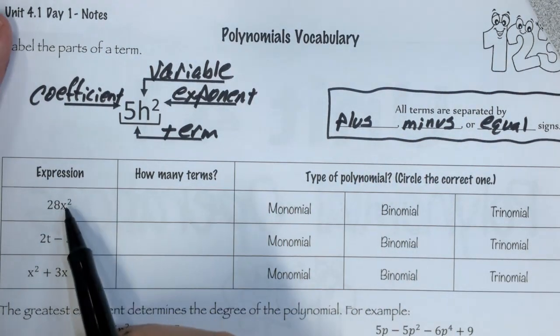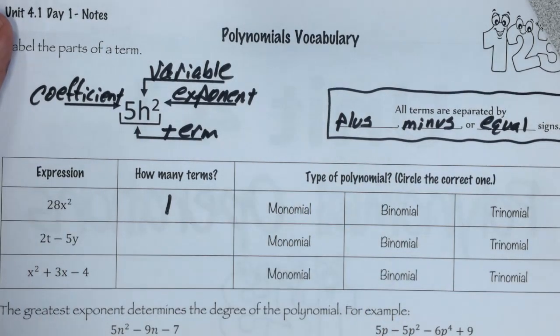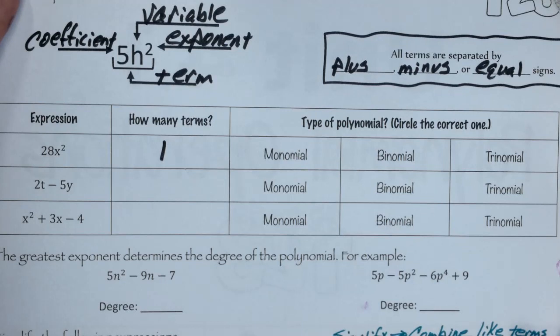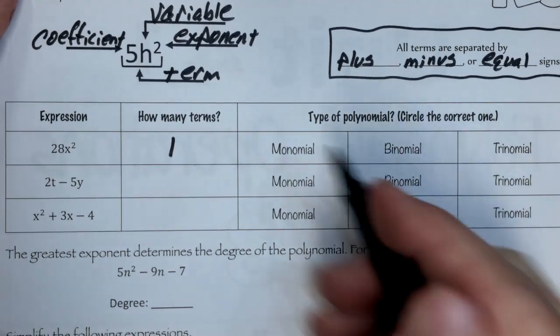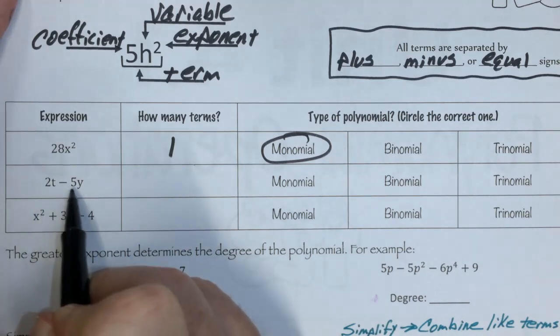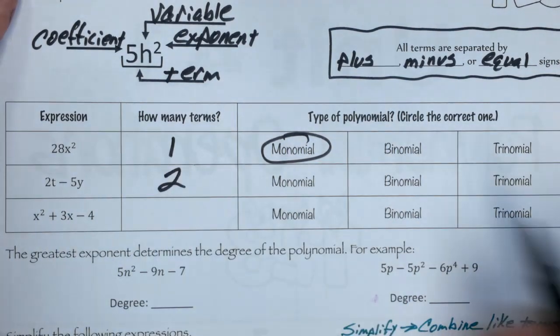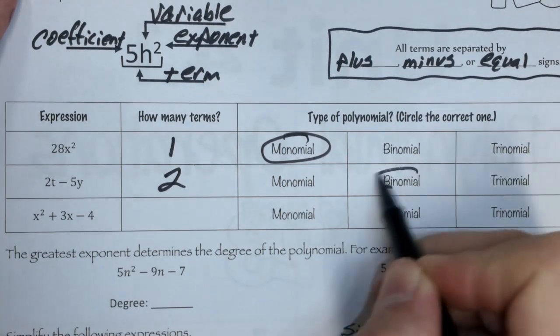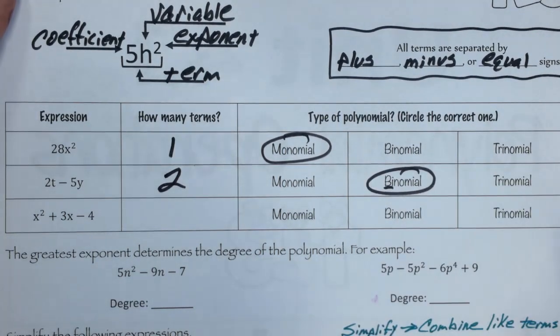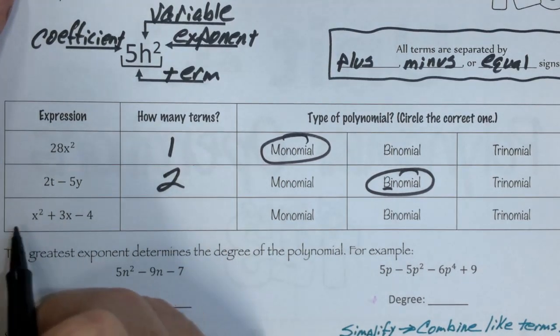So here we have an expression. Notice this has one term, so the word for it is monomial. Here we have two terms, separated by a minus. So it's called a binomial. Bi means two. And we'll be working a lot with these this spring.